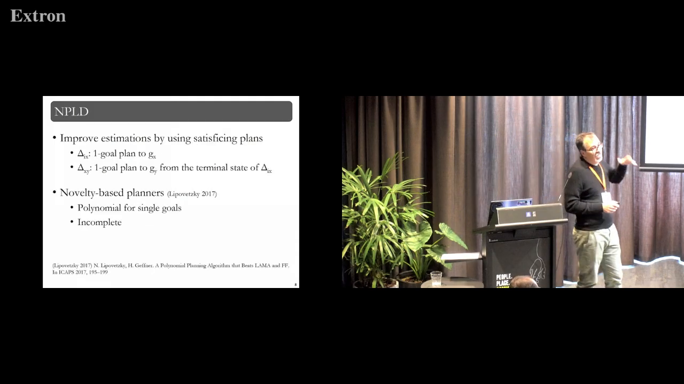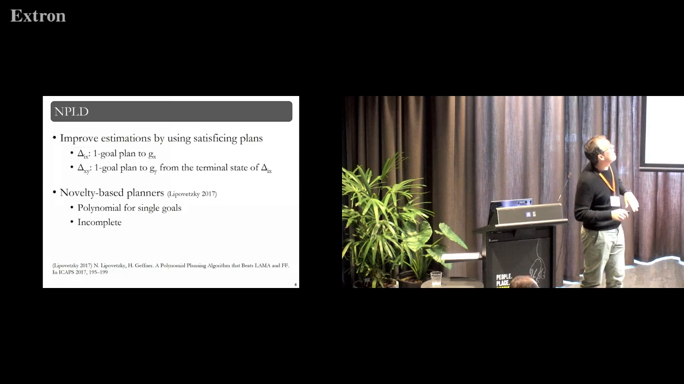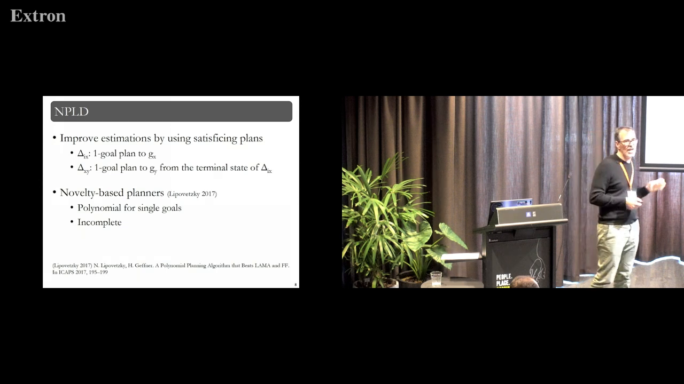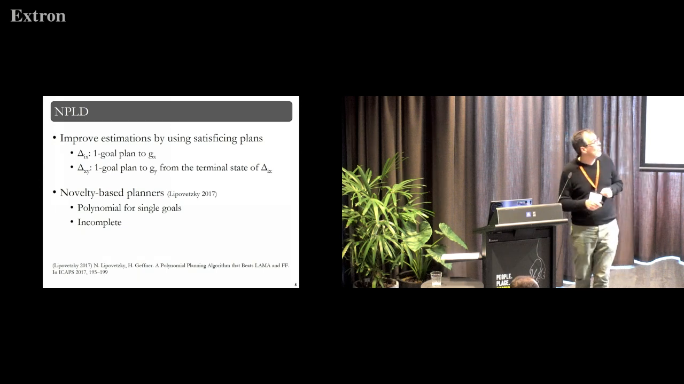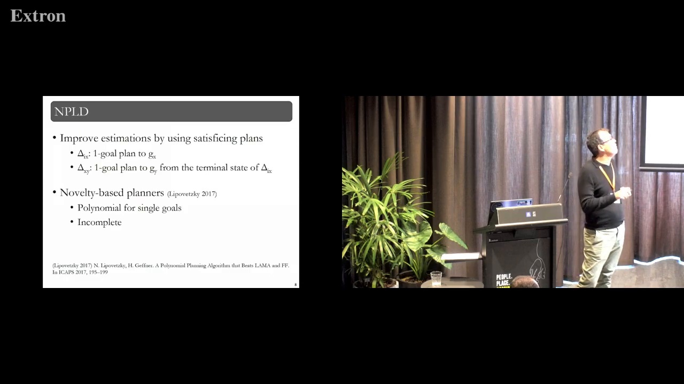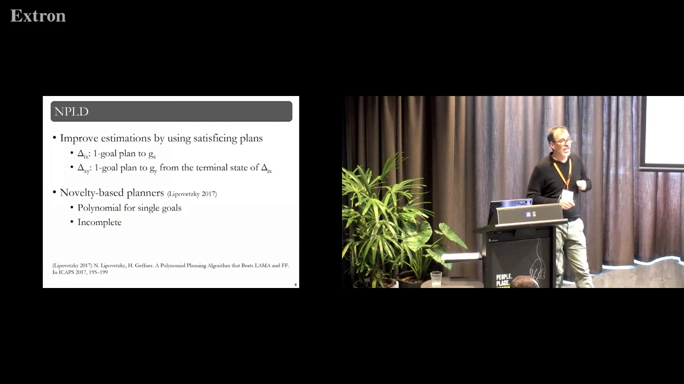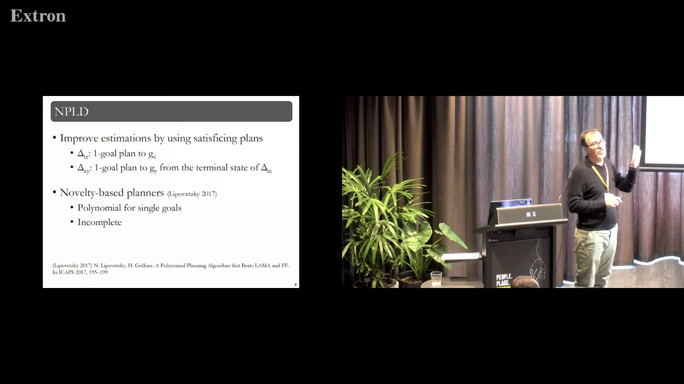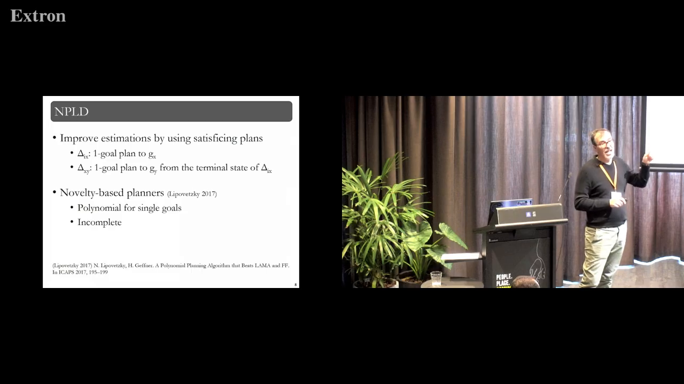Regarding the second possible improvement, in that case, we are going to use satisficing plans to create the estimations, and the way that we are going to use the satisficing plan is the following. Okay, to calculate the estimated cost of achieving one goal from the initial state, we are just going to create a one-goal plan with that goal and see which is the cost that the planner tells us for that goal. And to estimate how costly it is to reach one goal from another goal, we will use the final state of the first plan and create a single goal plan to the second goal.